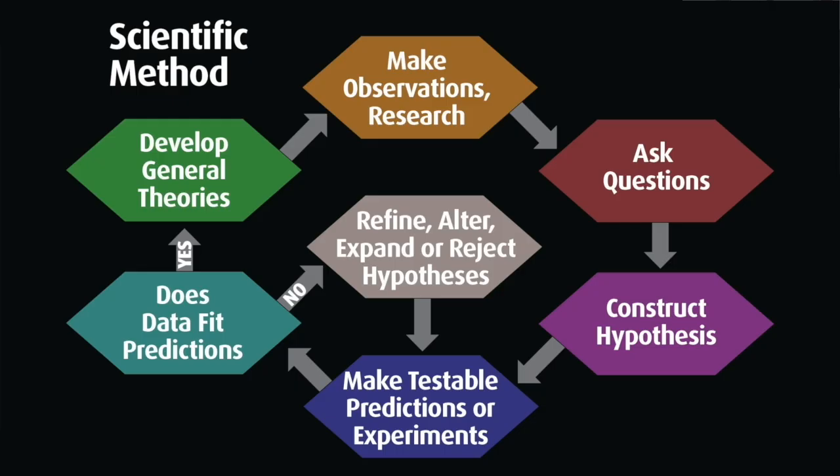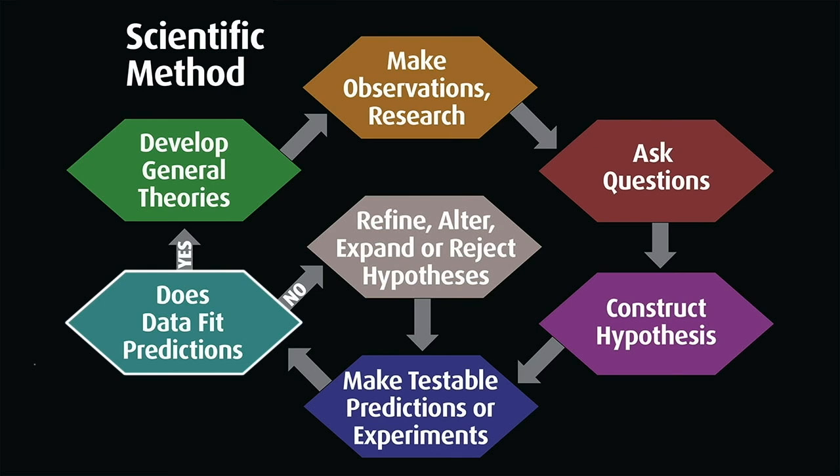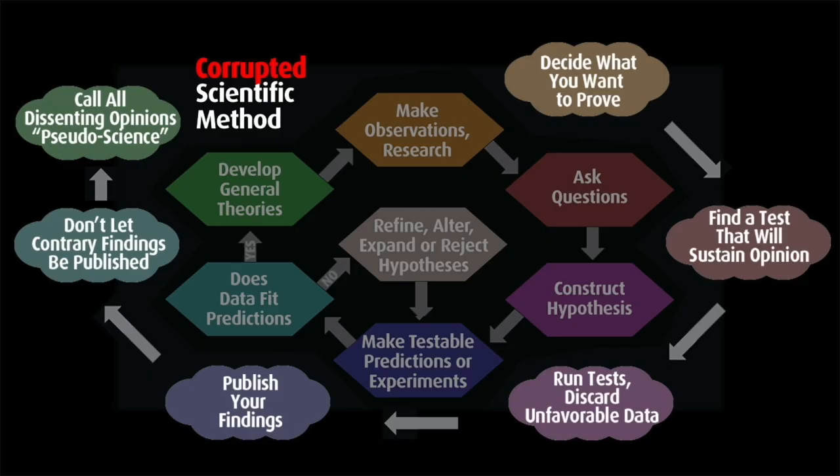Now, because both creation and evolution happened in the past, and we are in the present, it is really impossible to conduct a conclusive experiment. But we can see if the assertions of each side are compatible with the evidence. But that's not what they do. Instead, we have what I would call a corrupted scientific method.